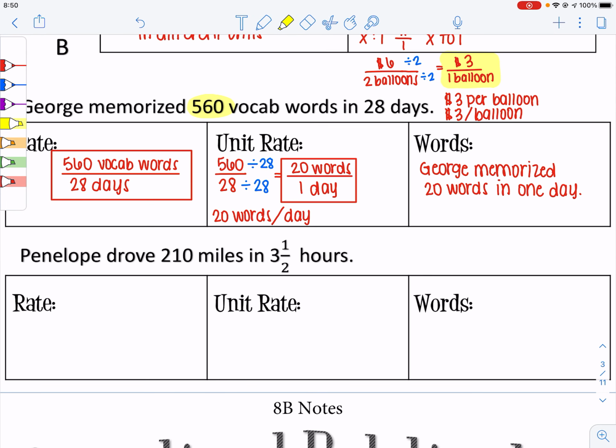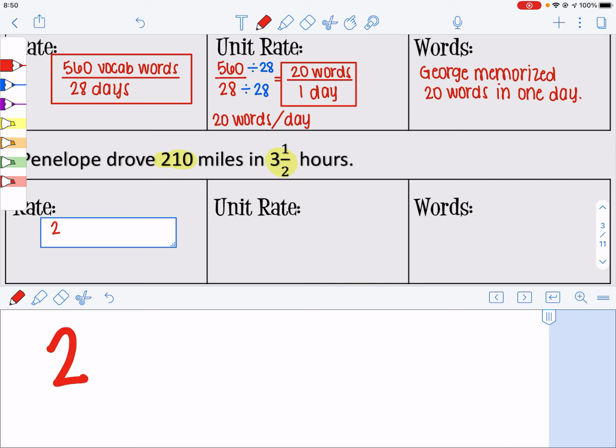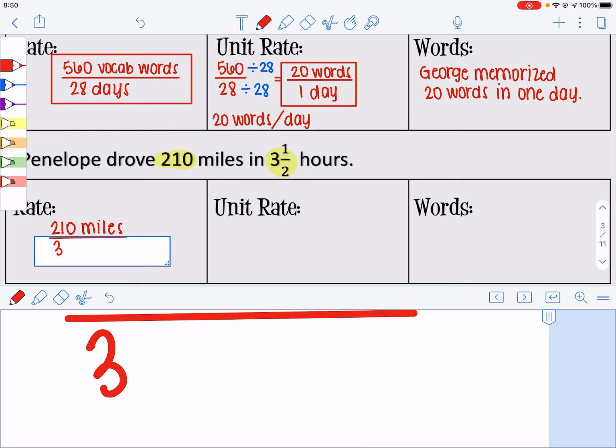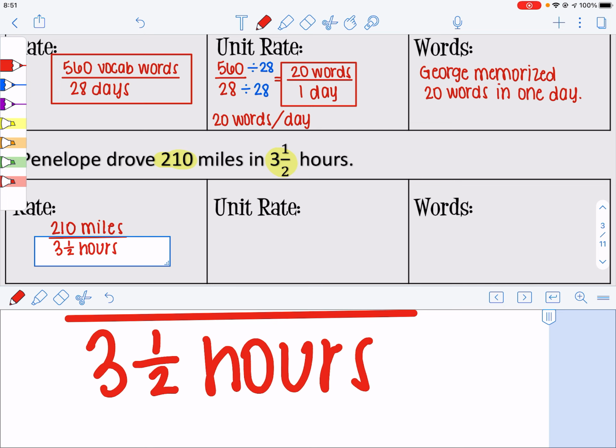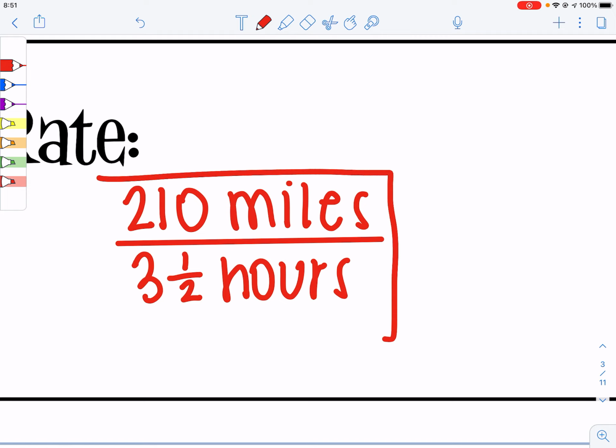All right, last one. Penelope drove 210 miles in 3.5 hours. So again, your first thing is just your rate. You just take your two numbers and write them as fractions. So we have 210 miles, and we have 3.5 hours. For our rate, that's all we need. You just write it as a fraction.